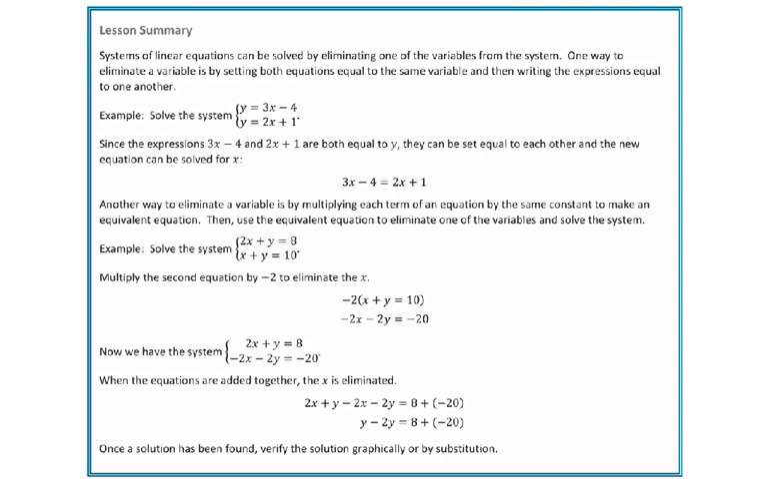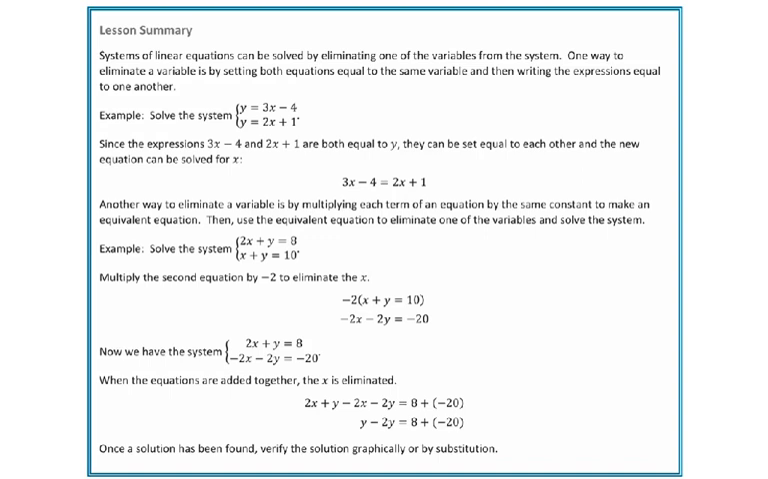So, systems of linear equations can be solved by eliminating one of the variables from the system. One way to eliminate a variable is setting both equations equal to the same variable and then writing the equations equal to one another. So, for example, in this first example, both of the equations read y equals. So since y equals, we can set those two equations equal to each other and solve for x. And then we can plug the x value back into the equation and solve for y. So that is one way that we can solve the system of linear equations by elimination.